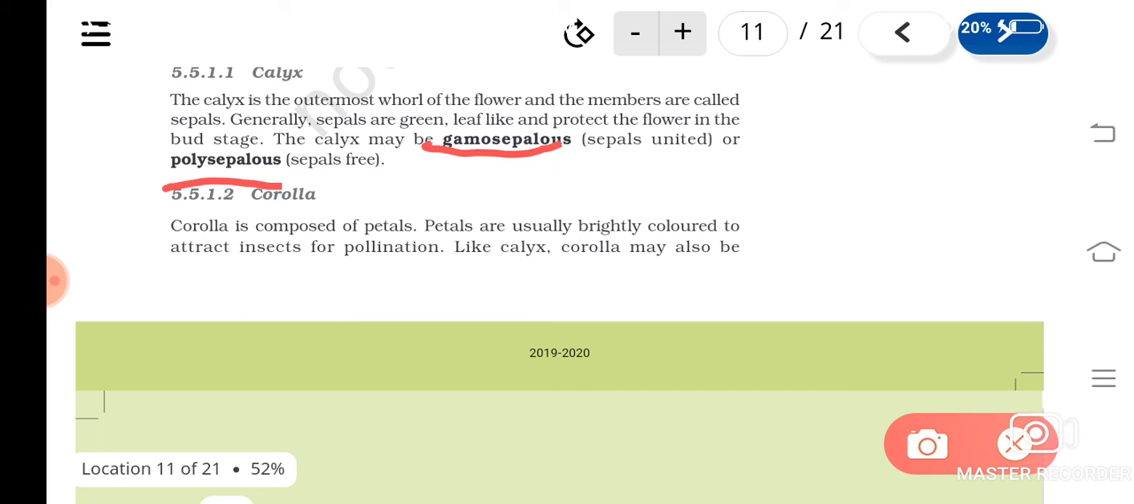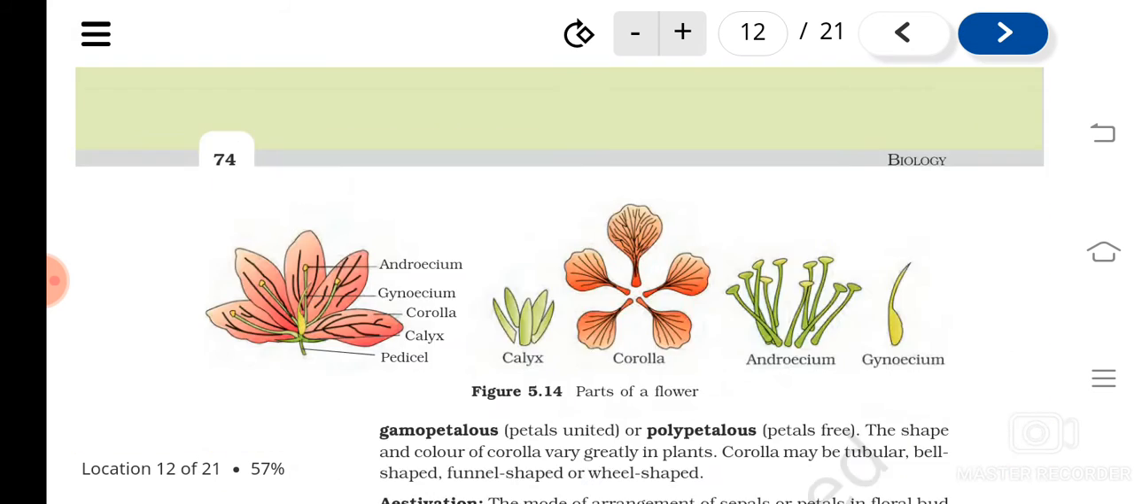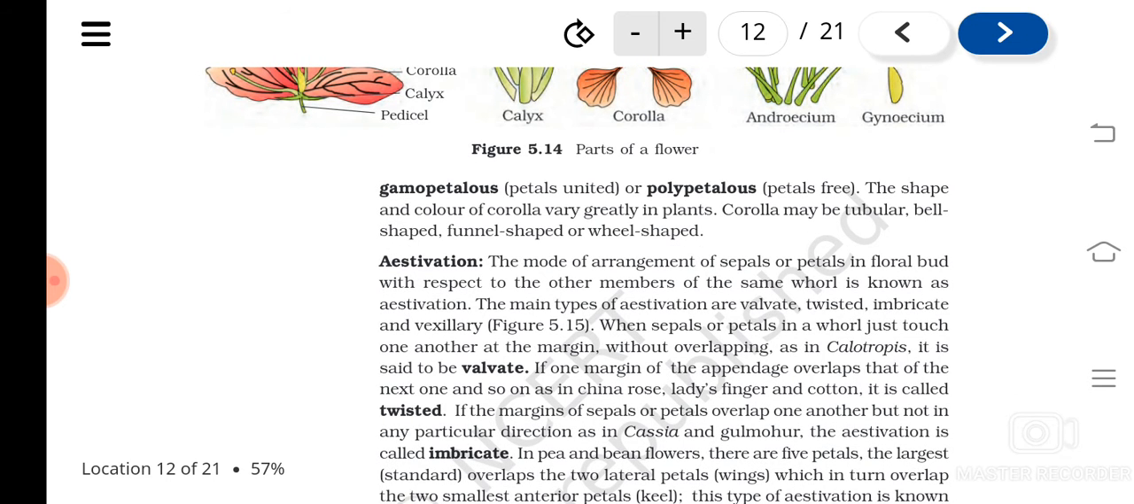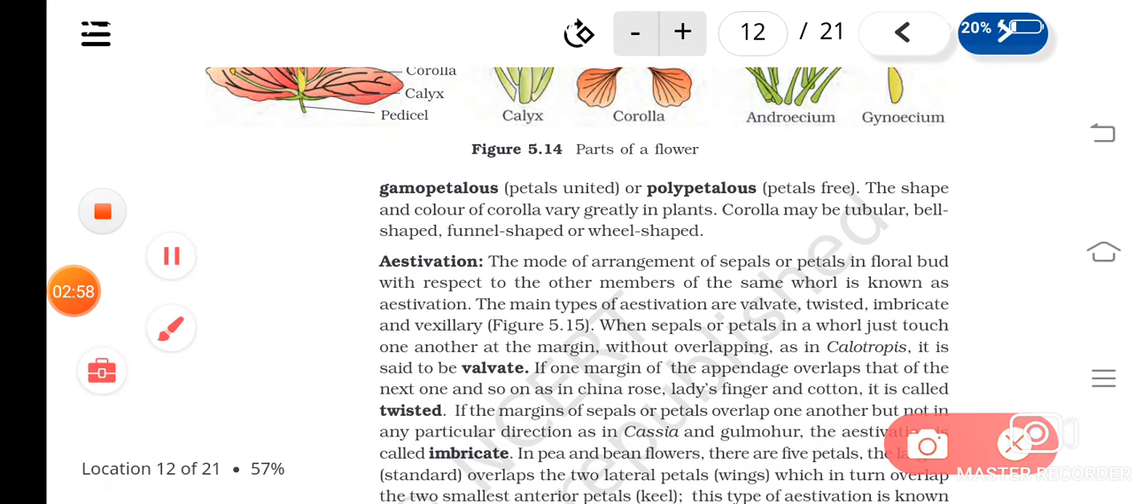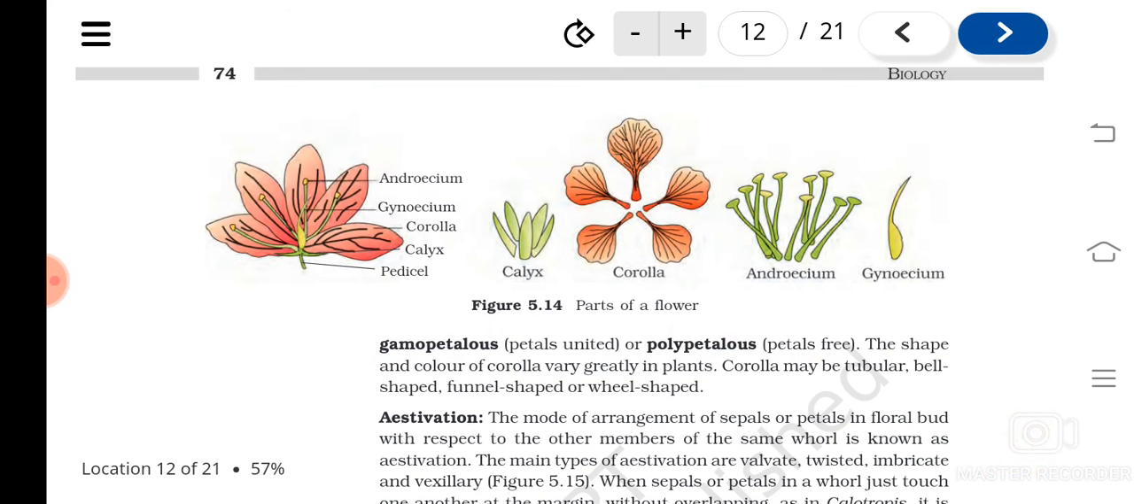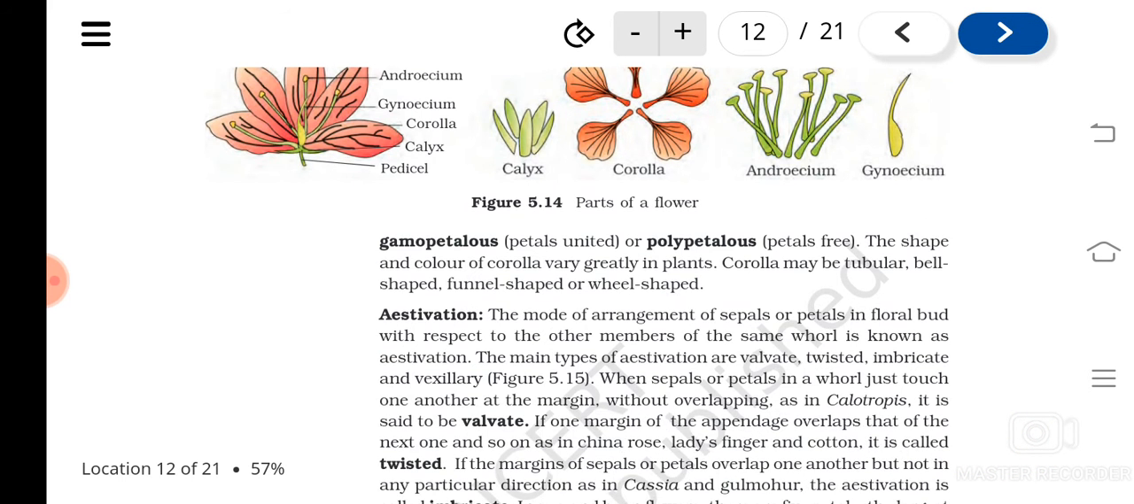Now corolla also in the same way. If the petals are united, then we call it gamopetalous. There it was gamosepalous; here we call it gamopetalous. And if the petals are free, then we call it polypetalous. So gamopetalous means the petals are united, and polypetalous means the petals are not united, that is, they are free.